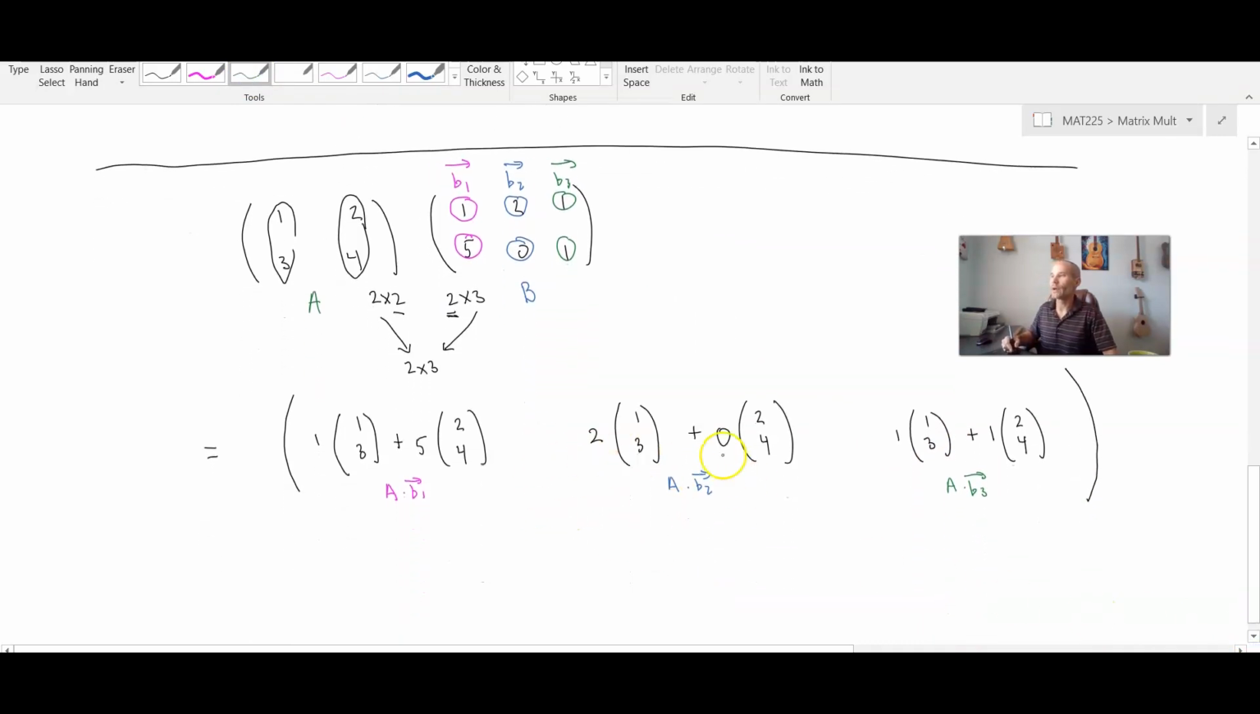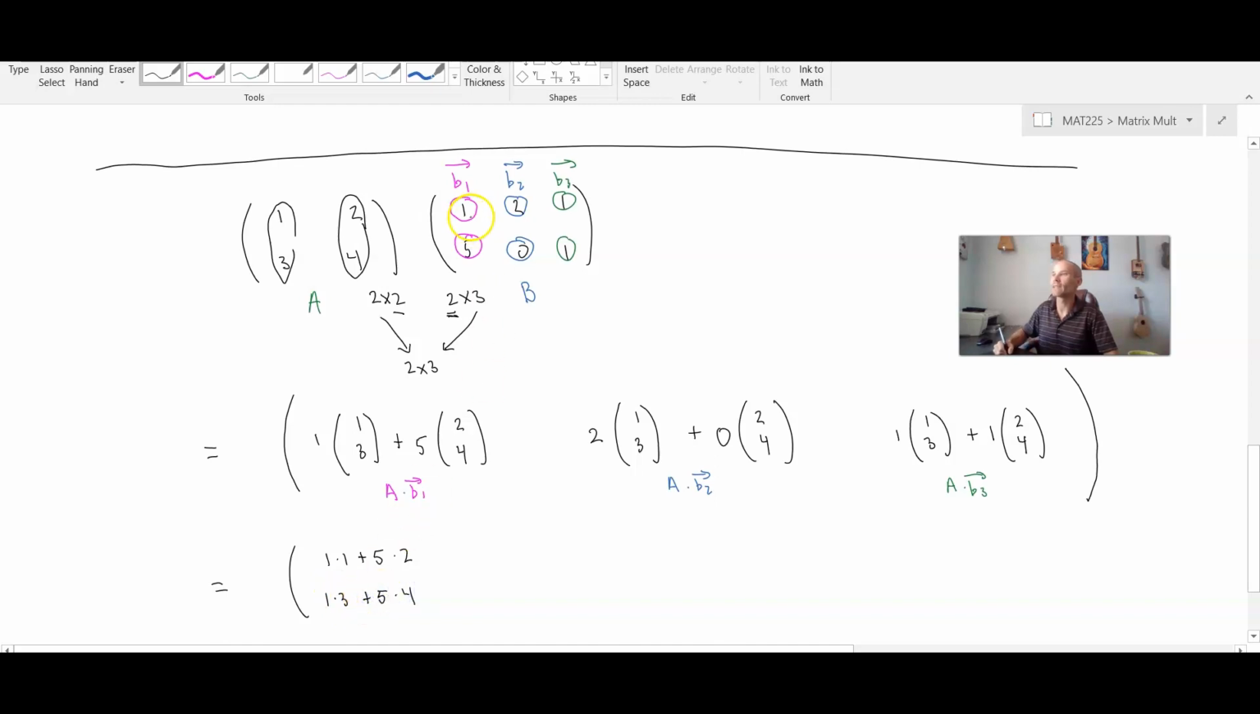Now I'm ready to evaluate all of this. But one of the important things to keep in mind is that I'm going to write this one other way. So the top element is going to be 1 times 1 plus 5 times 2. The bottom element is going to be 1 times 3 plus 5 times 4.